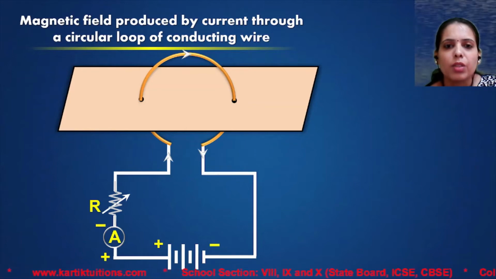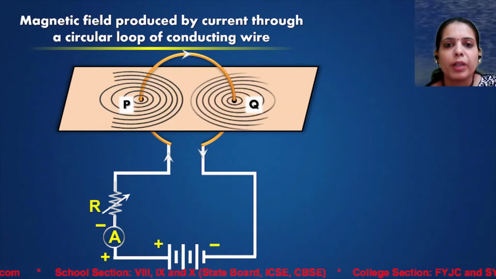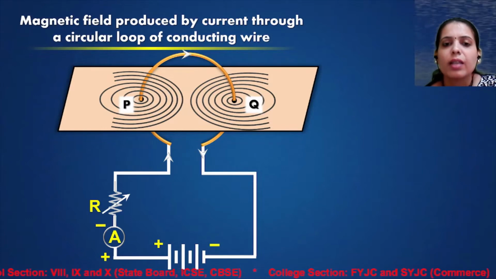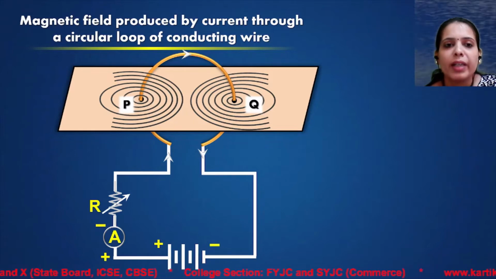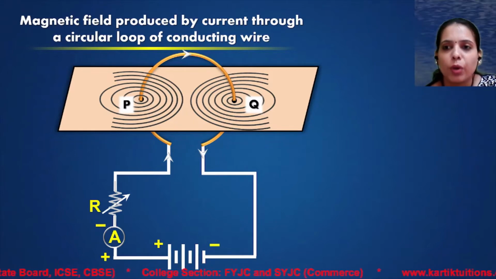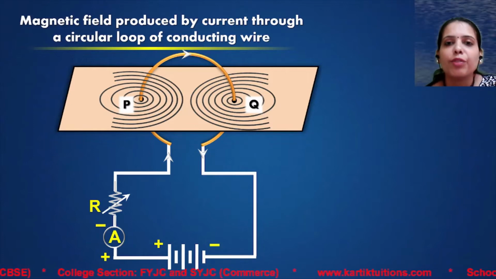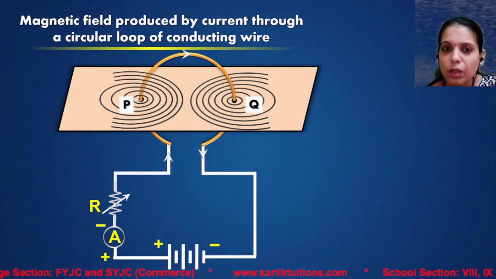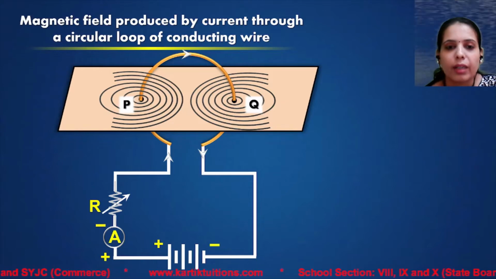Let us name these two points on the cardboard, the two holes, point P and point Q. Once the current starts flowing through the circular loop, you will find that at each point, P and Q, the magnetic field is created in the form of concentric circles. This is very similar to the magnetic field we have seen in the straight conductor.